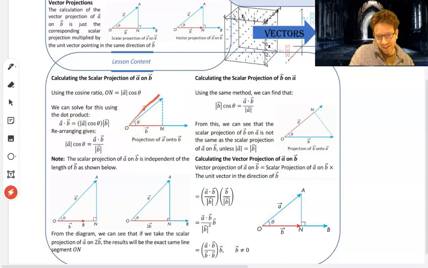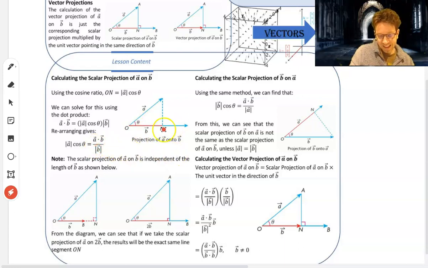Because if we think of this as just a right angle triangle, which it is, right? That's a right angle, you can calculate for this adjacent side knowing the hypotenuse and the angle. The adjacent side would be equal to the hypotenuse times the cos of the angle. So this portion right here is our scalar projection. So if we rearrange to solve for it, we get our scalar projection, or we say the projection of A on B, to be the dot product of A and B divided by the magnitude of B.